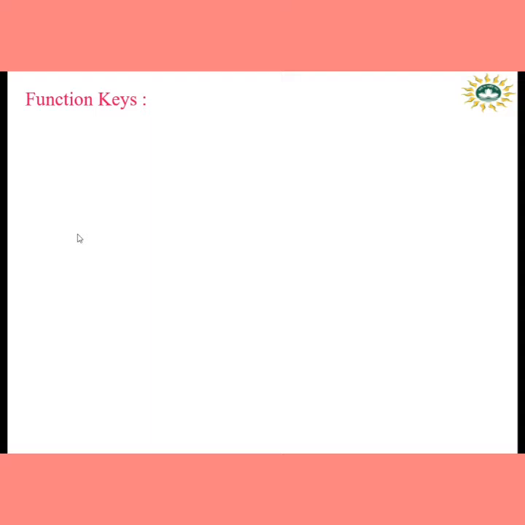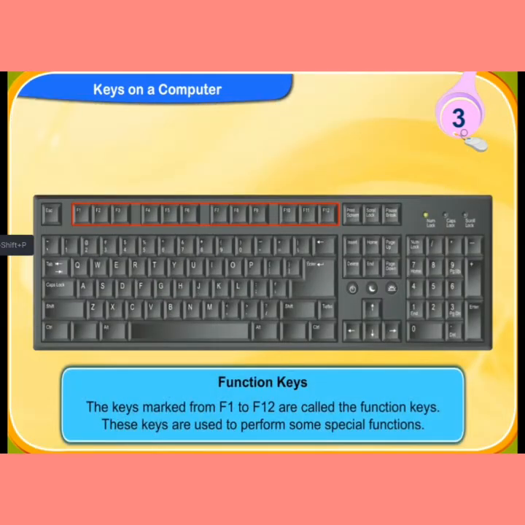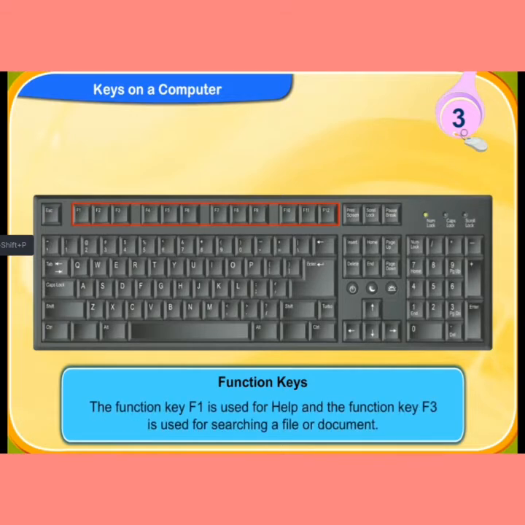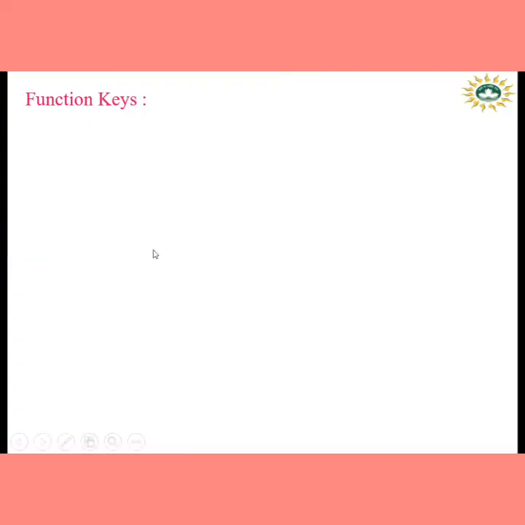Before I discuss the function keys, all of you watch a small video. What about the function keys? The keys marked from F1 to F12 are called the function keys. These keys are used to perform some special functions. For example, the function key F1 is used for help, and the function key F3 is used for searching a file or document.